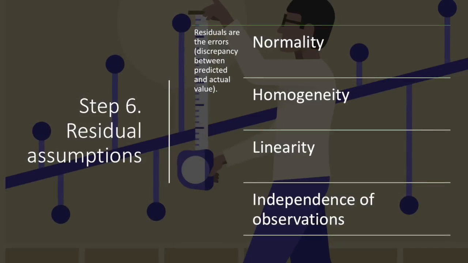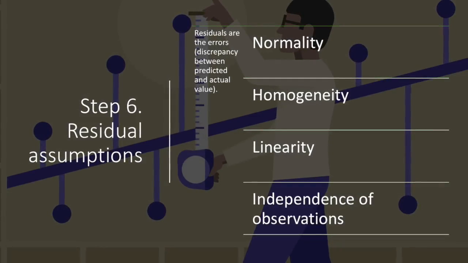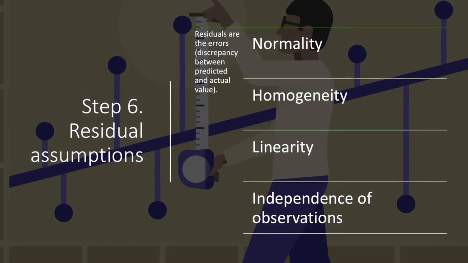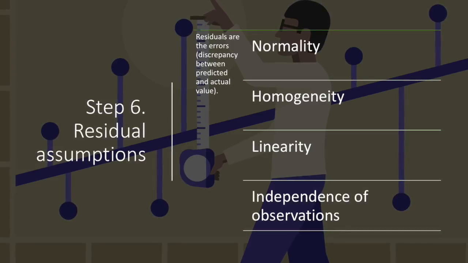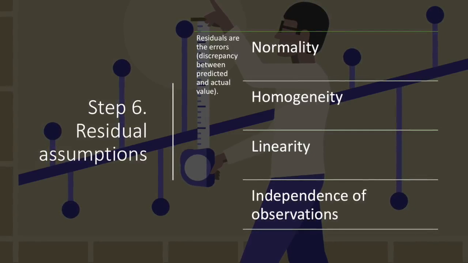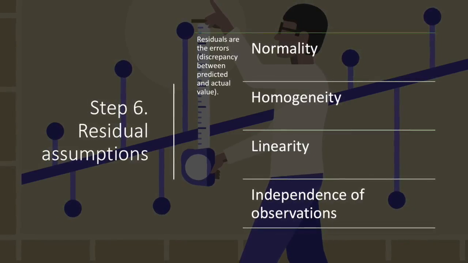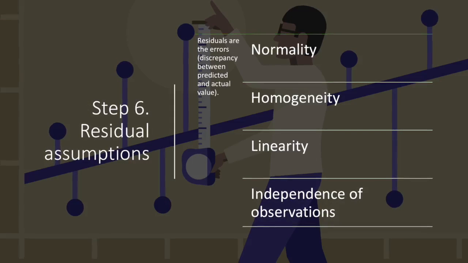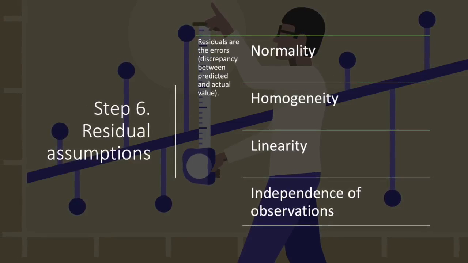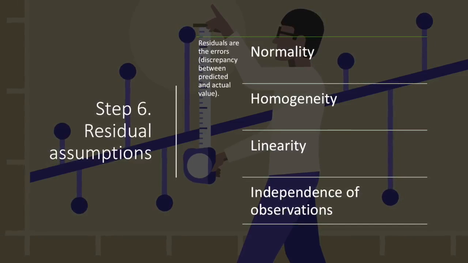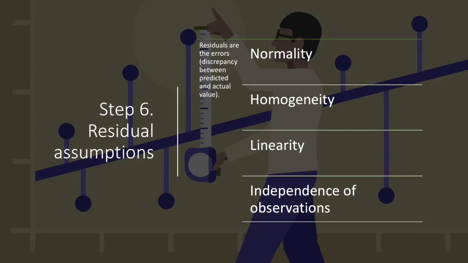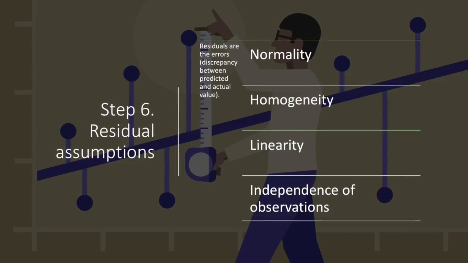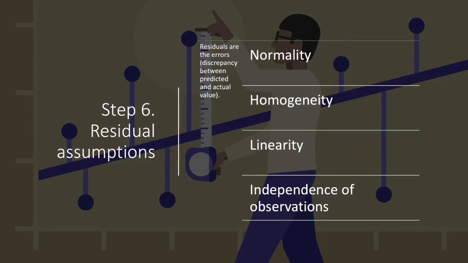And then step 6 of simple linear regression is to check the residual assumptions, to look at normality, homogeneity, which is basically whether there is equal variance of the residuals. And we also want to look at linearity and the independence of residuals. We don't want residuals to be from the same result, as in we don't want the same result twice in a way. So that's what is meant by independence of observations or residuals.